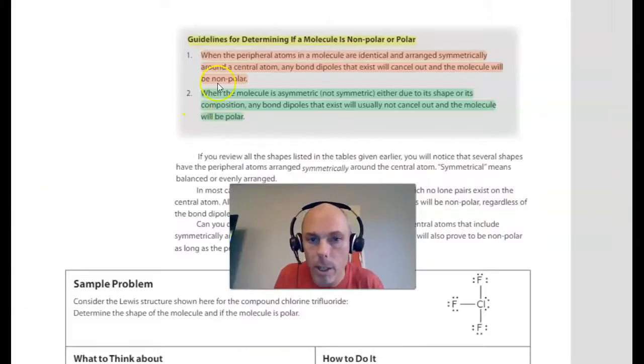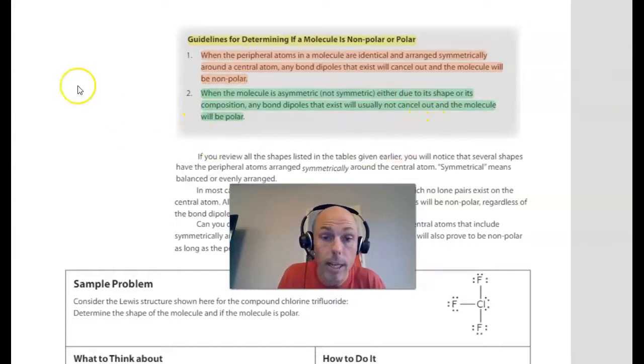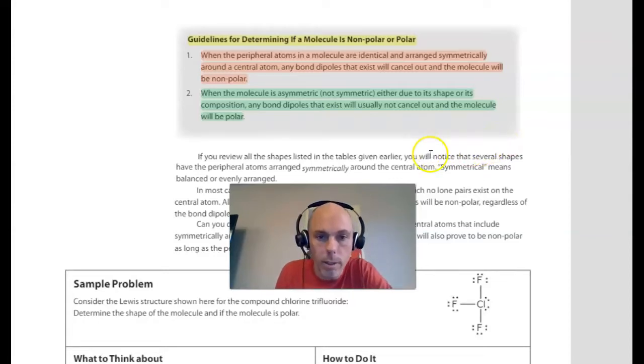And I flipped my page. I'm on page 381, and stated here is what you just heard me say. So if you want to pause and take a peek at this and make sure it agrees with what you just heard, you might consider doing so.